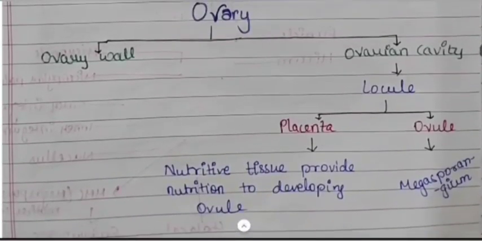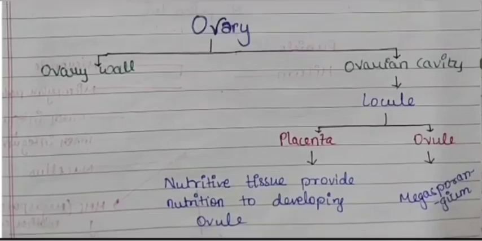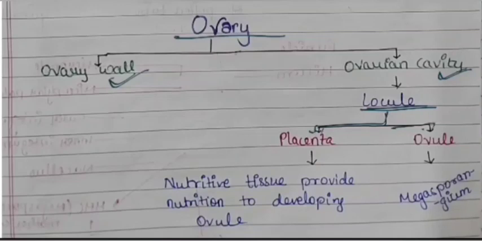Now we are going to talk about the ovary, which consists of the ovary wall and ovarian cavity. Inside the ovarian cavity, the locule is present, which contains the placenta and ovule. Placenta basically provides nutrition to the developing ovule. Ovule is also known as megasporangium.